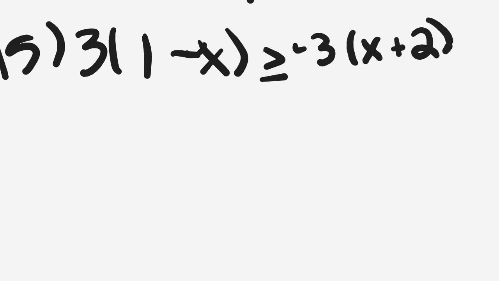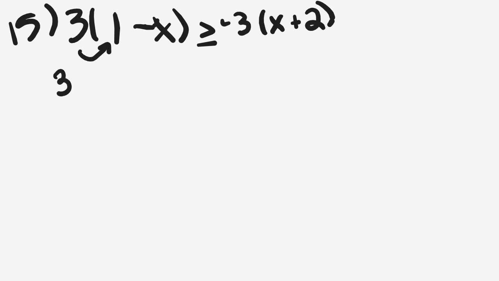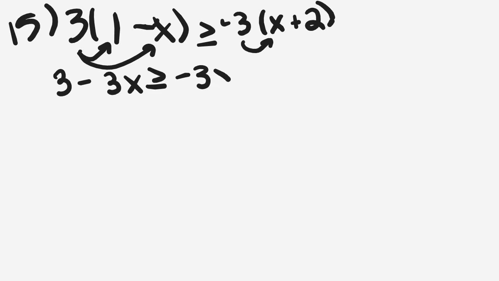So greater than or equal to negative 3 times (x plus 2). Let's see if it'll, there we go. All right, so once again, I hate parentheses. Let's get rid of them. So we have 3 times 1 is 3, and 3 times negative x is negative 3x. And that is greater than or equal to. And then negative 3 times x is going to be a negative 3x. And a negative 3 times 2 is a negative 6.